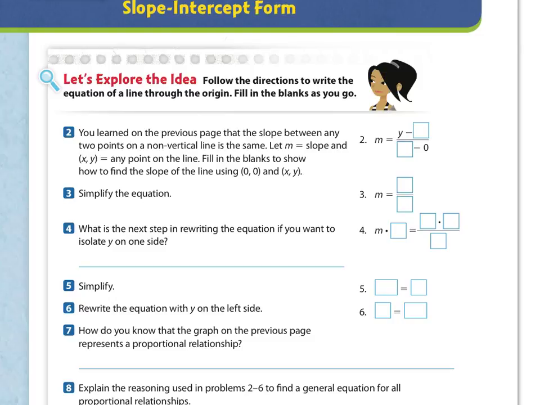Let m equals slope and xy equals any point on the line. Fill in the blanks to show how to find the slope of a line using 0, 0 and x1. Okay, so I need you to highlight where it says let m equal the slope. We know that the variable we use for slope is always going to be m. And we know that this point x comma y is going to be any point on the line. I'm not telling you which specific point, it's just a general statement as any point.